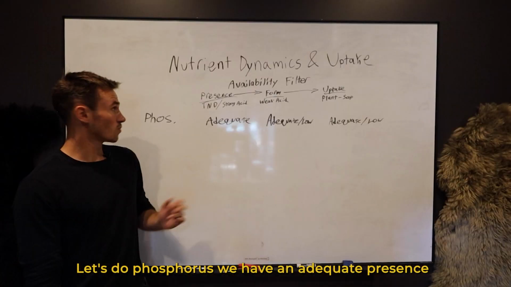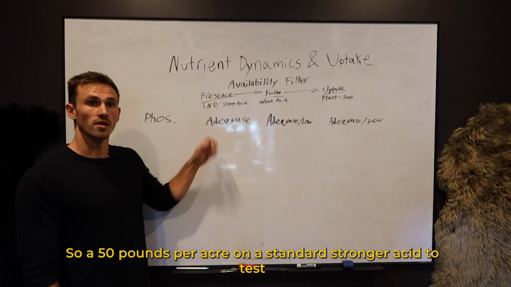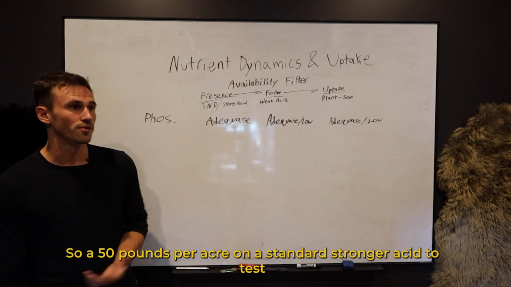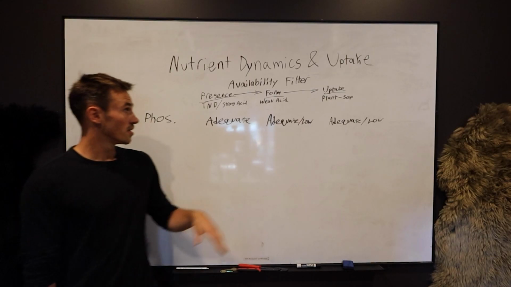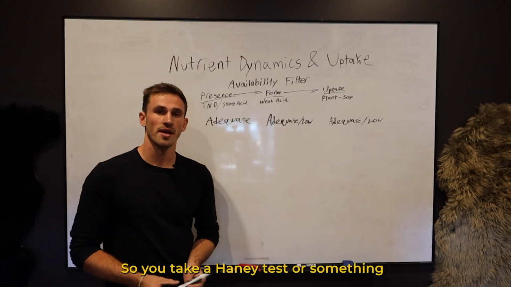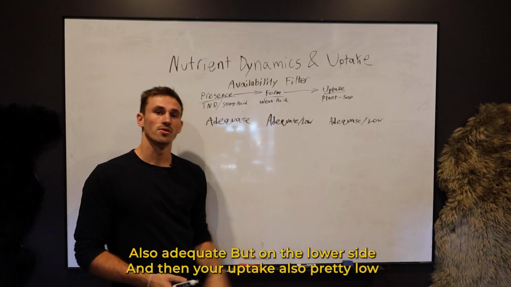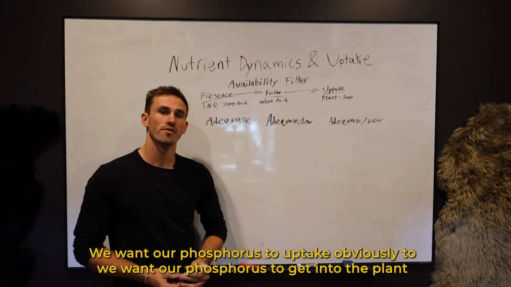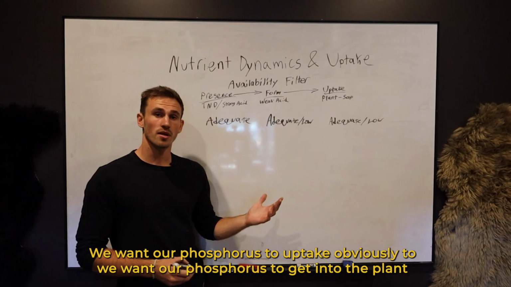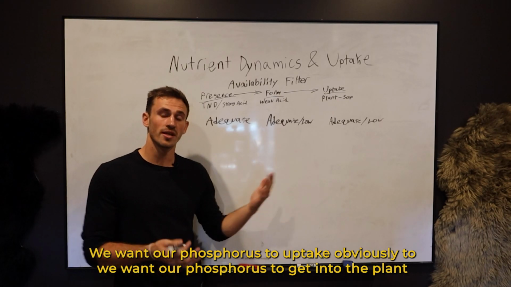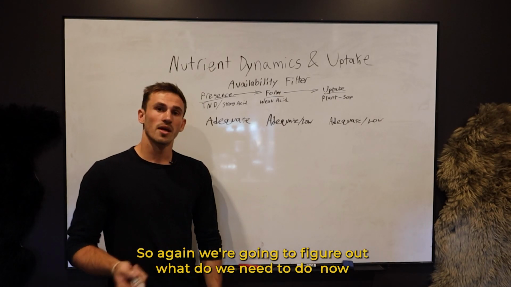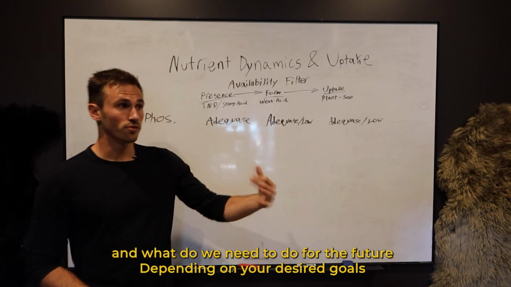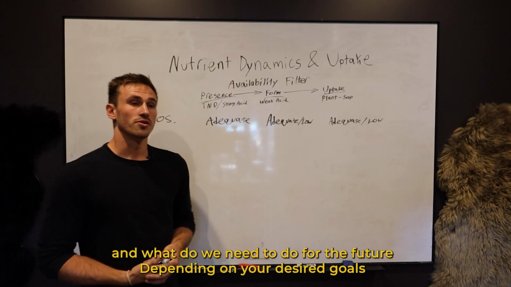Let's do phosphorus. We have an adequate presence, like 50 pounds per acre on a standard strong acid soil test. Say you take a Haney test or something, also adequate but on the lower side, and then your uptake is also pretty low. Obviously, we want our phosphorus to get into the plant. So again, we're going to figure out what we need to do right now and what we need to do for the future, depending on your desired goals.